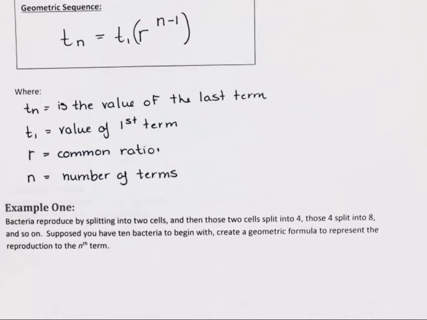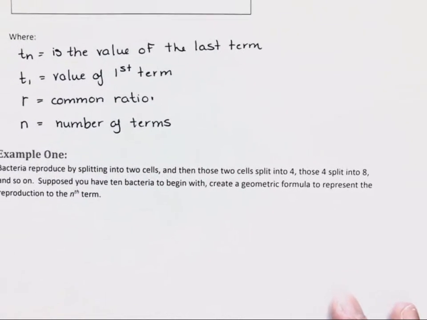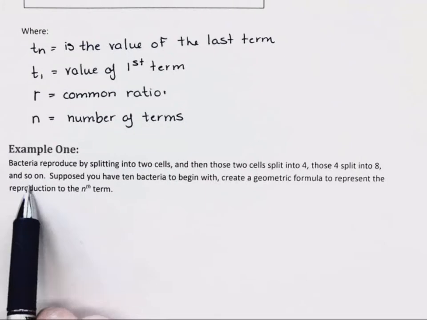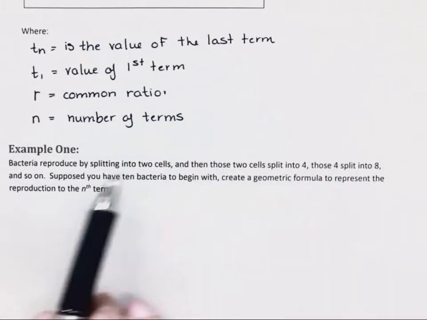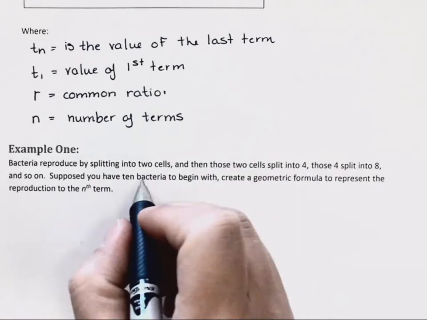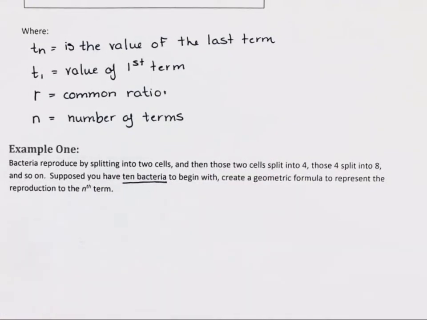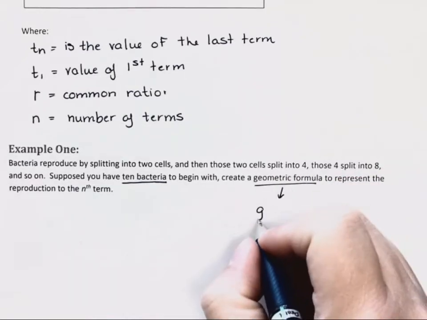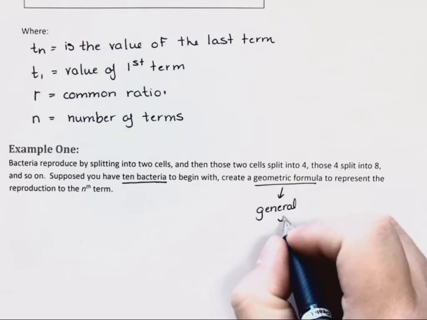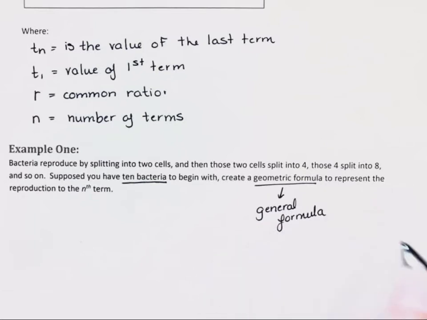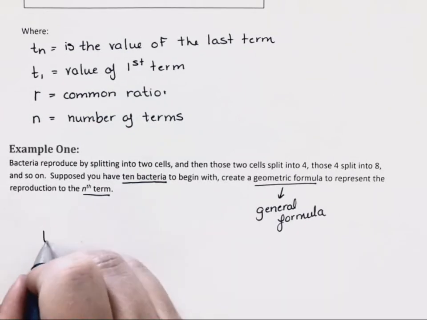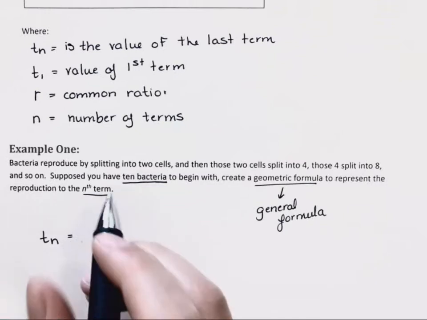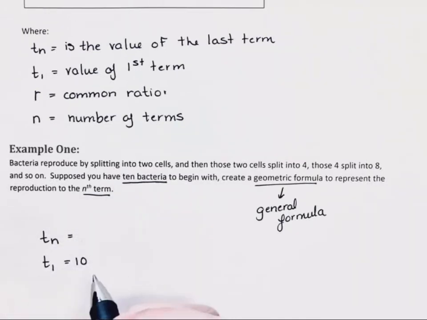Okay, so let's hop into example number 1. It'll make a little bit more sense as we actually do the math. Bacteria reproduce by splitting into 2 cells, and then those 2 cells split into 4, and those 4 split into 8, and so on. Suppose you have 10 bacteria to begin with. Create a geometric formula. So that is a general formula to represent the reproduction to the nth term. All right, so we know that Tn, well, we don't know what that is. T1, we know is the 10 bacteria.